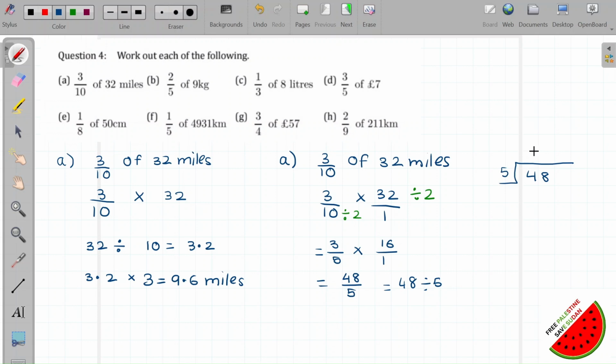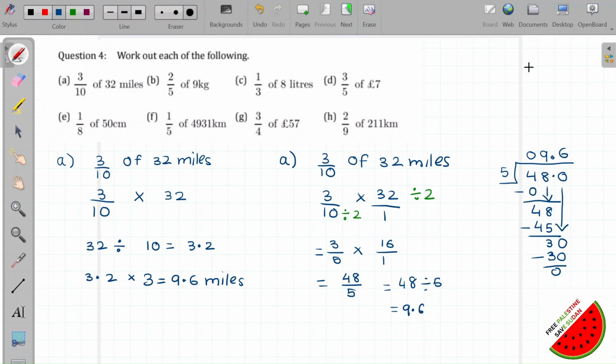So if I do the long division here, 5 goes into 4 0 times. Make it 4. 5 goes into 48 9 times, which is 45. Take away, remainder 3. Bring down the number here. And then 5 goes into 36 times, remainder 0. So that will give me 9.6.